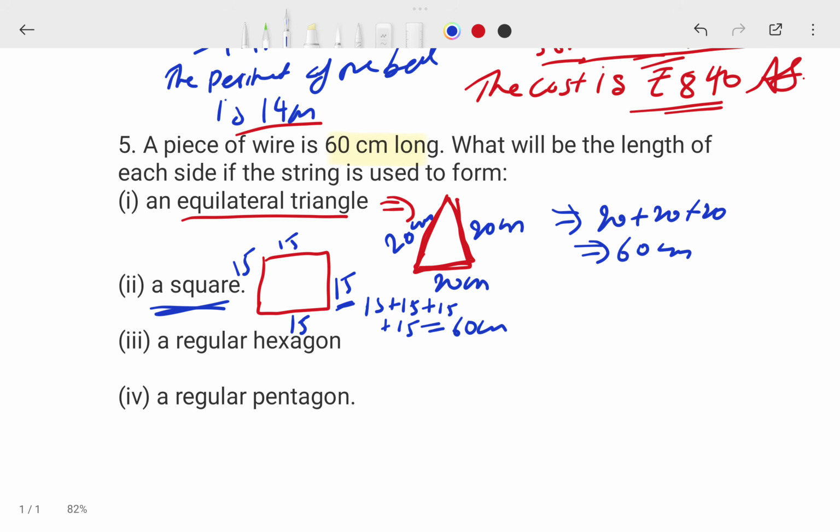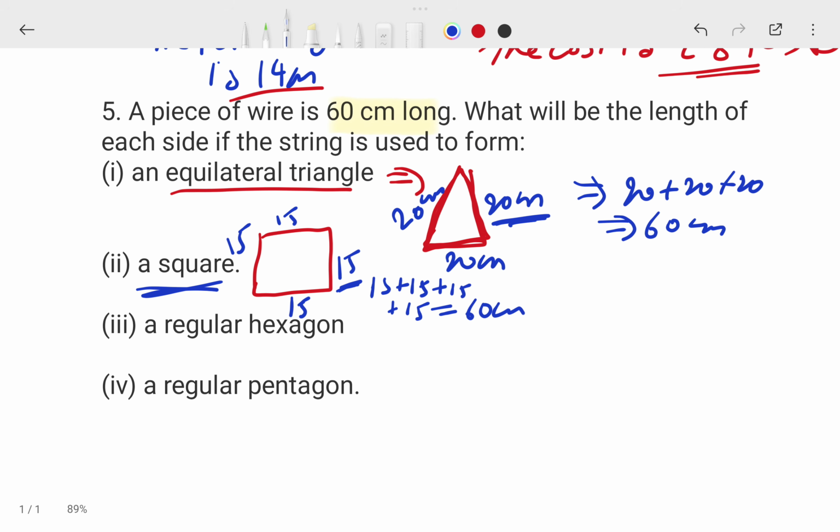So what is the answer of this first one? The first answer is 20 centimeters and the second answer is 15 centimeters. So what is the answer of the third question? Okay?